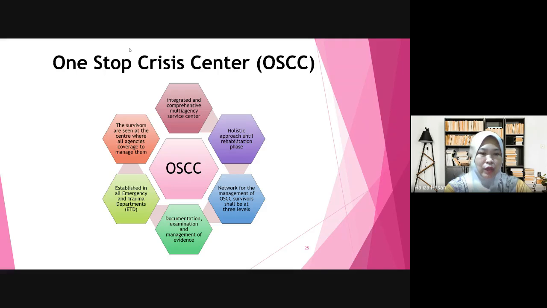Okay, so at this center, the multidisciplinary team, we have a nurse, we have a medical doctor, we have a social welfare officer, we have the police. So the police is not always there, but the team will call the police to investigate.